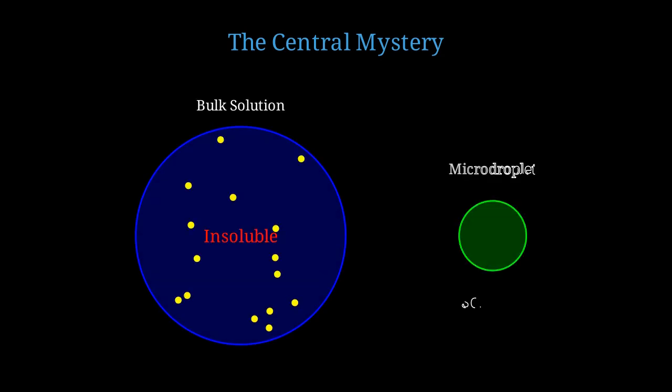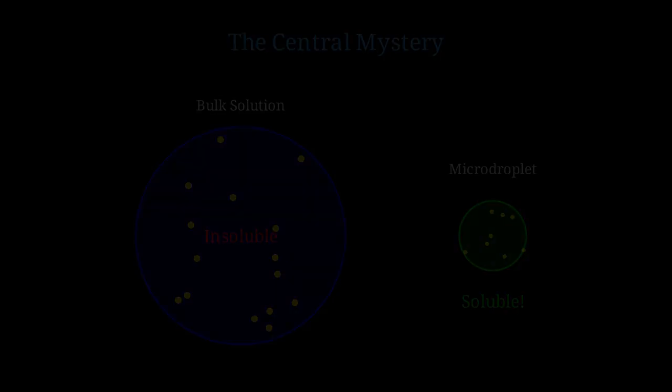On the left, we have a bulk beaker where yellow particles, representing our chemical, remain clumped and undissolved. On the right, inside a tiny microdroplet, those same particles are uniformly distributed and fully dissolved. Same chemical, same solvent, but drastically different behavior. The question we must answer is, why does size matter so dramatically? The answer lies in the concept of curvature-modified chemical potentials.